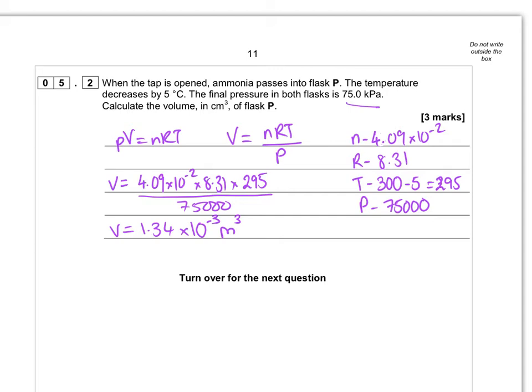Now we've worked out the total volume, so that means we've worked out the volume of both of those things added together, so all of this. We just want to work out the volume of part of it. We just want to work out the volume of P. So if we've got the total volume and we take away the volume of Q, we're going to get the volume of just P.